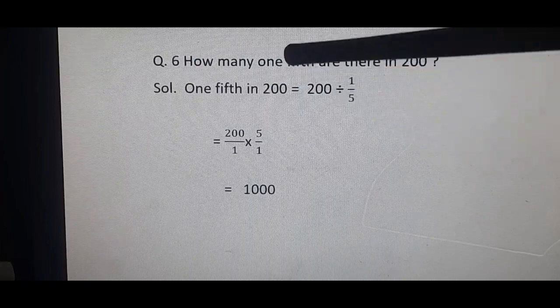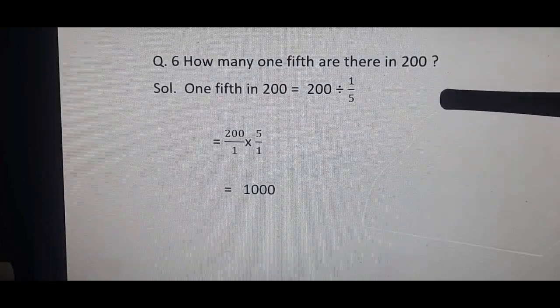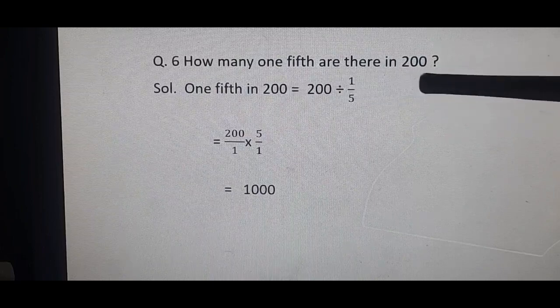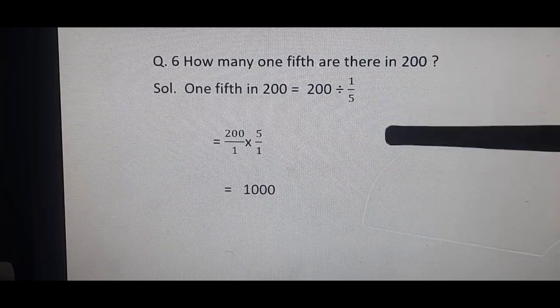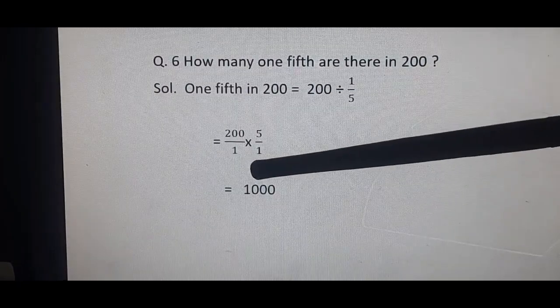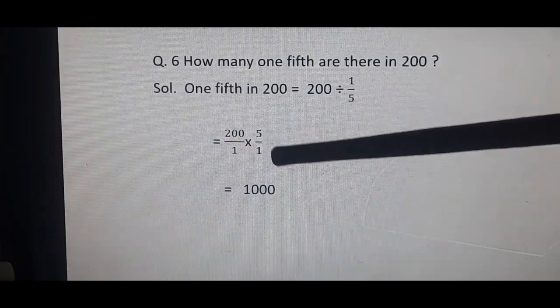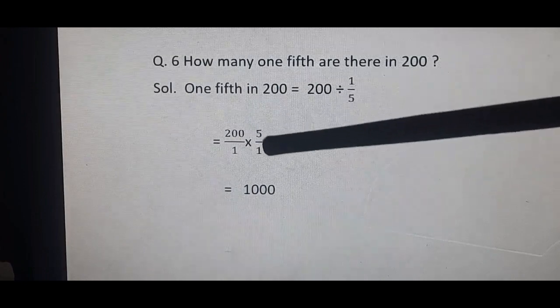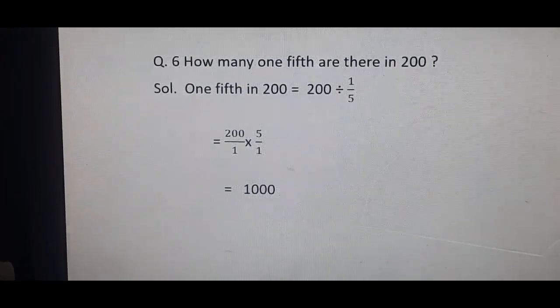Next question is, how many 1/5 are there in 200? 200 में कितने 1/5 हैं? 1/5 in 200 means 200 divided by 1 upon 5. Division will be replaced by multiplication and we will take the reciprocal of 1 upon 5. It will be 5 upon 1. 200 5s are 1000. So how many 1/5 are there? 1000.